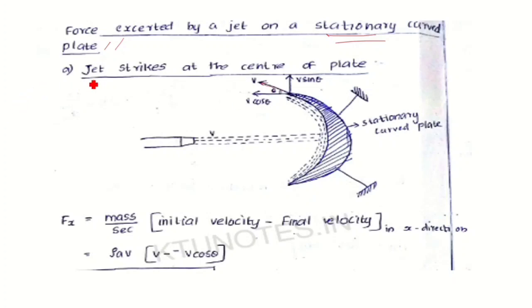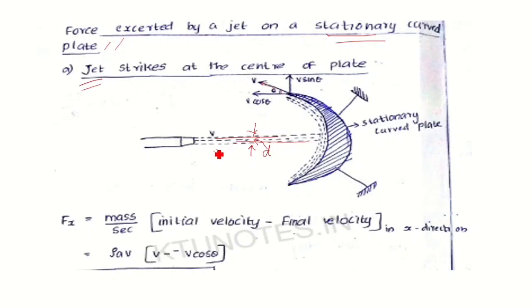Here the jet strikes at the center of the plate. So the jet is striking at the center of the plate. V is the velocity of the jet, A is the area of the jet, D is the diameter of the jet.